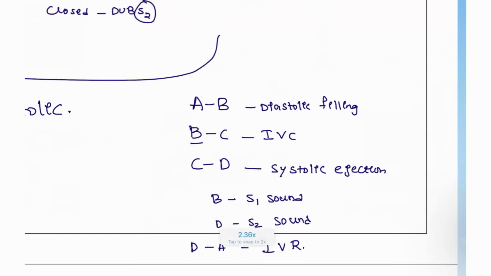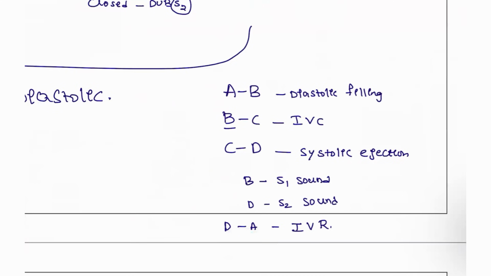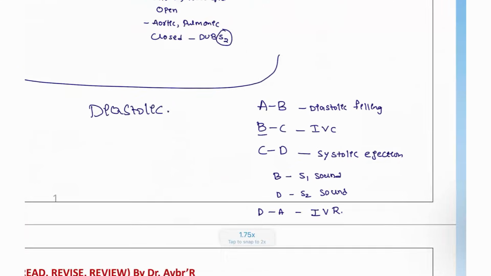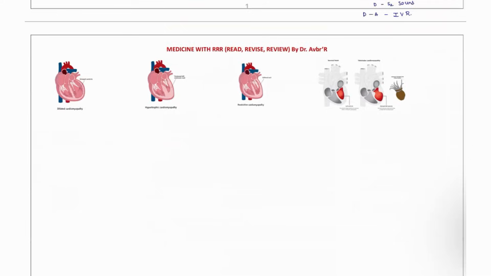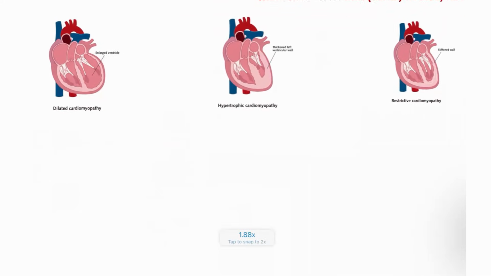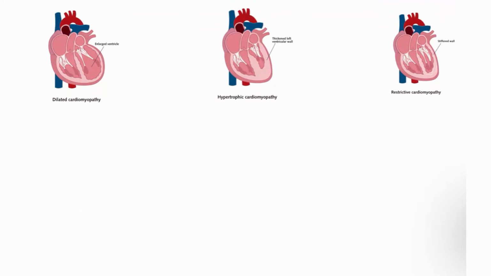This is the pressure volume graph that you have to remember, and it is very important for our examinations. Next, moving on to the cardiomyopathies. There are three cardiomyopathies that I am going to discuss here. The first one is the dilated cardiomyopathy, then hypertrophic, and the restrictive. Which is the most common? The dilated will be the most common cardiomyopathy.